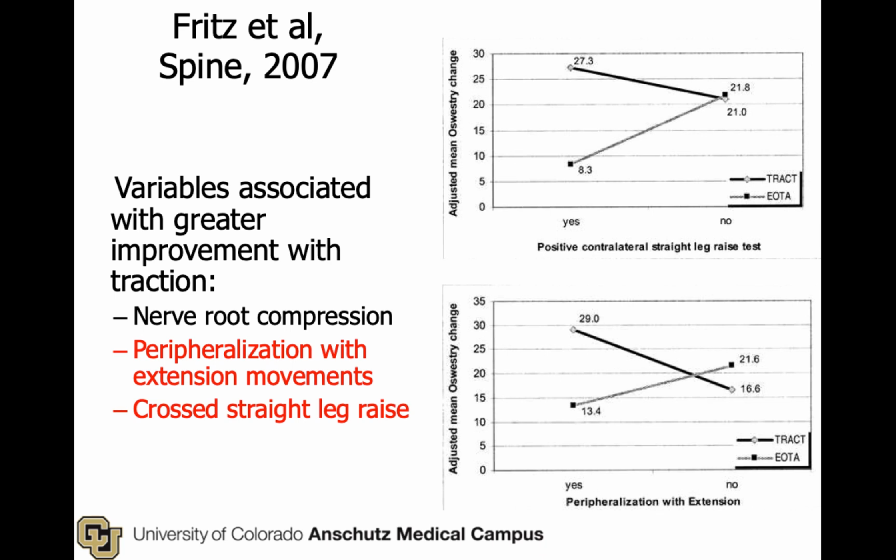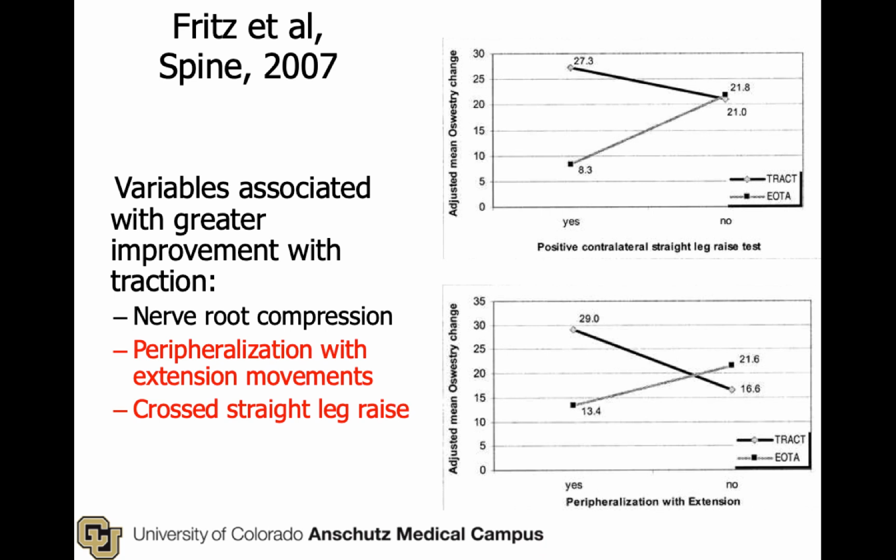Now, usually these individuals have massive disc herniations and they peripheralize with all movements, flexion, rotation, side bending, as well as extension. So these are individuals who don't meet the specific exercise criteria because you can't find a movement that centralizes their symptoms. So the only option available then would be to introduce some type of traction to pull the vertebrae apart and decrease the compression on the nerve root.